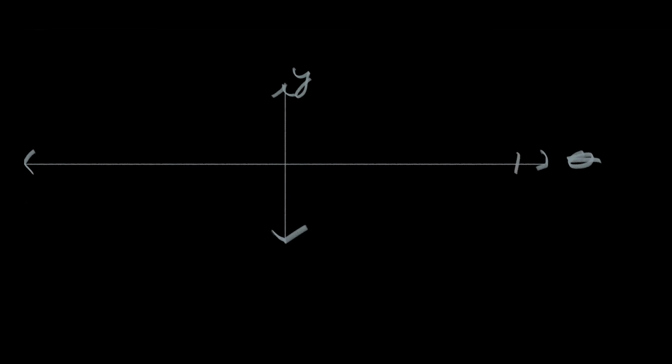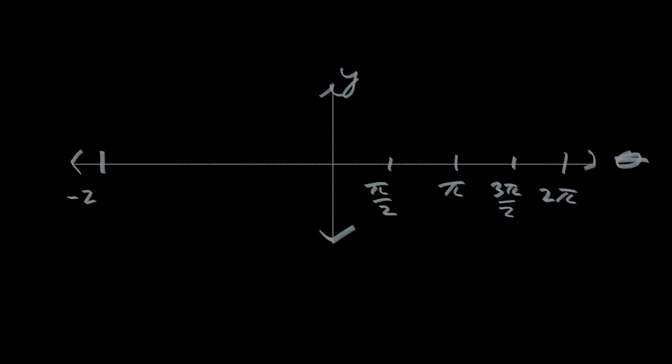I'm going to put in some values of theta, so 2 pi, pi, pi on 2, and 3 pi on 2. Now, these values for theta being negative just corresponds to heading in the clockwise direction measured from the positive x-axis. So that's what it means to have negative angles. This would be negative pi, negative 3 pi on 2, and this would be negative pi on 2.